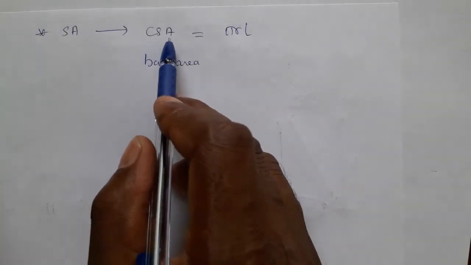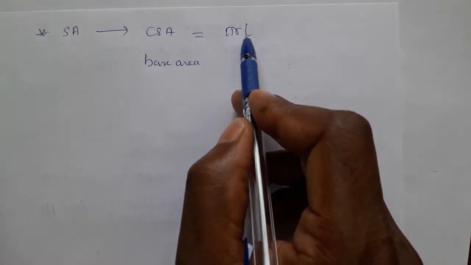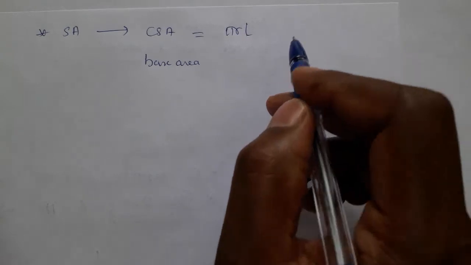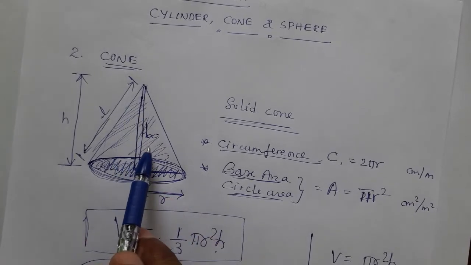Pi r L is the curved surface area of the cone. Pi is 22 by 7, r is the radius of the base. L means slant height, remember slant height. h is straight, that is the vertical. Vertical is height here.